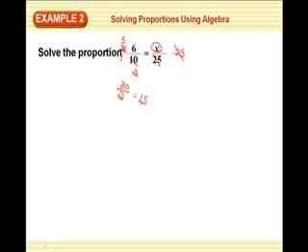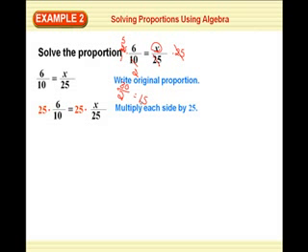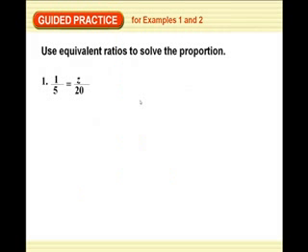So one way is to incorporate the algebraic solving that we were doing back in chapter 7. Let's see if they solved it the same way. They did. Multiply each side by 25, and then you simplify that out. They didn't cancel first. So use equivalent ratios to solve the proportion.